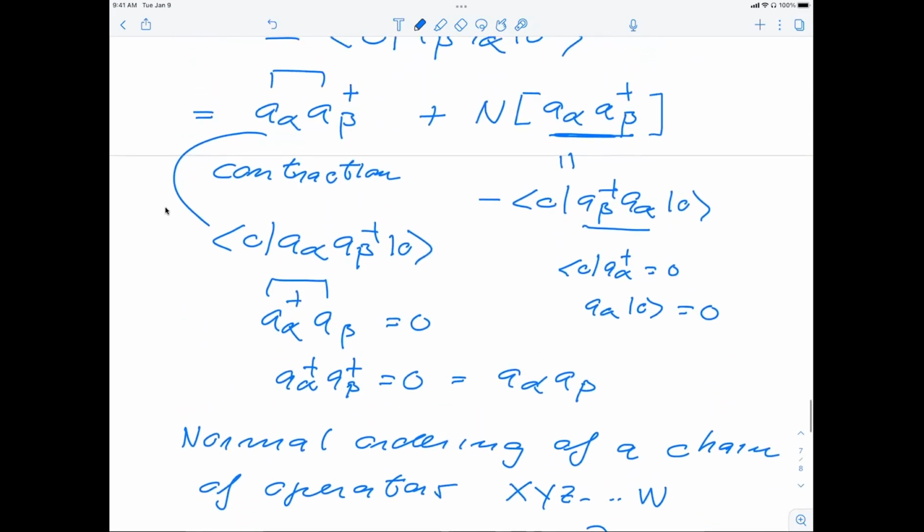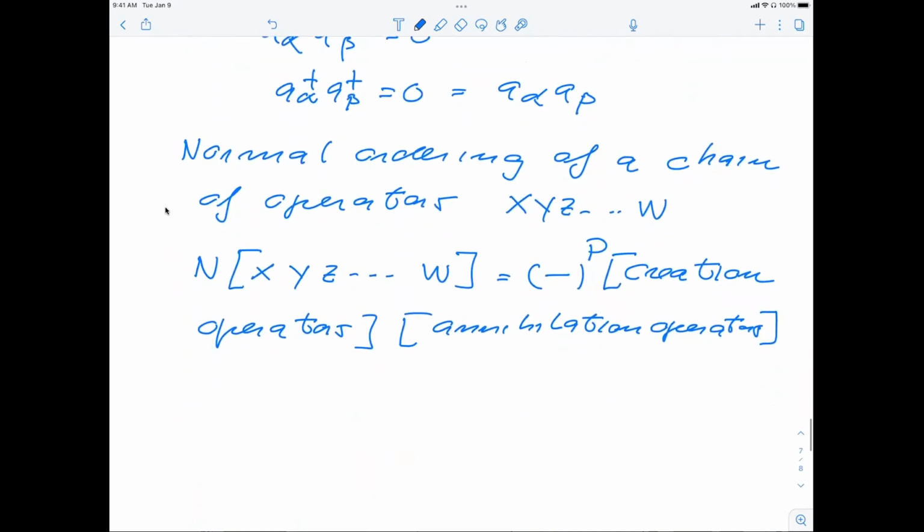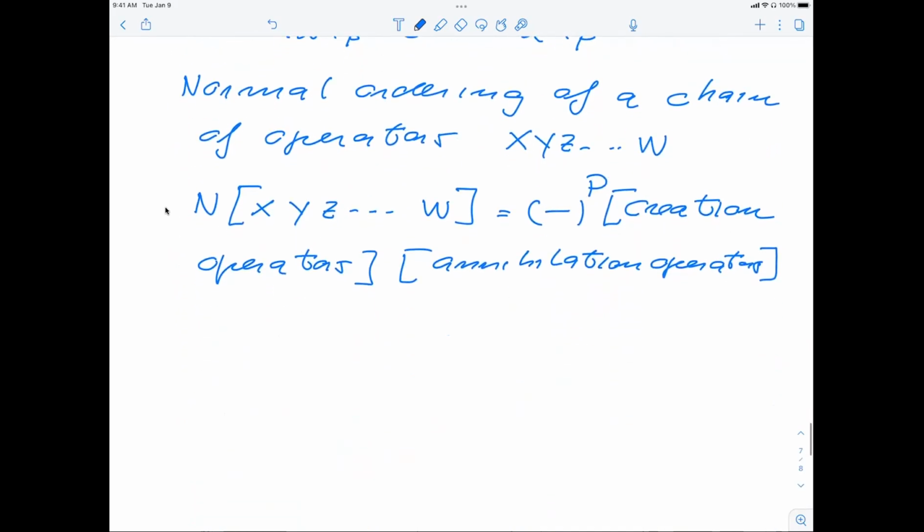So these are just definitions. And here we have the definition when we have 2 operators. Let's now look at the case when we have 3 operators. And let's just pick an example.